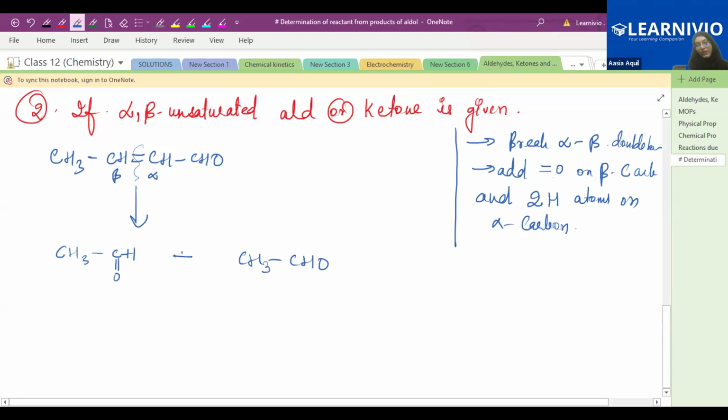So these are the two reagents, CH3 CHO. It is again a self condensation because both the molecules are same, CH3 CHO, CH3 CHO. Clear, Muniba? Yes, ma'am.